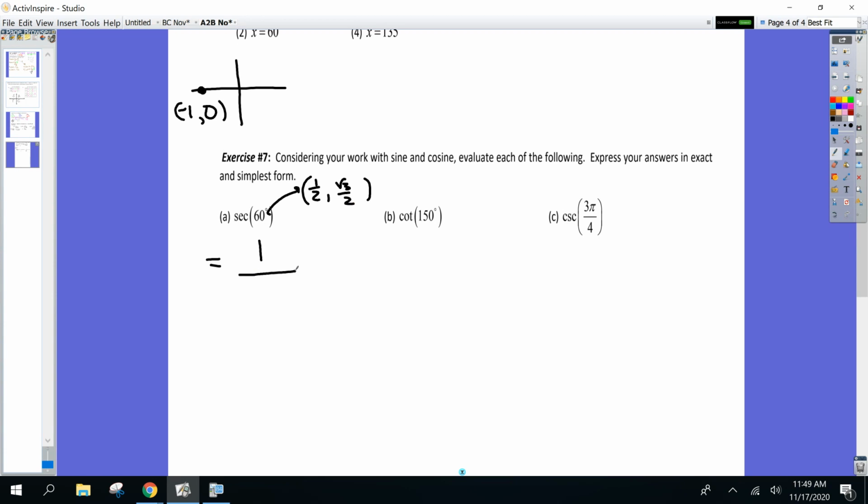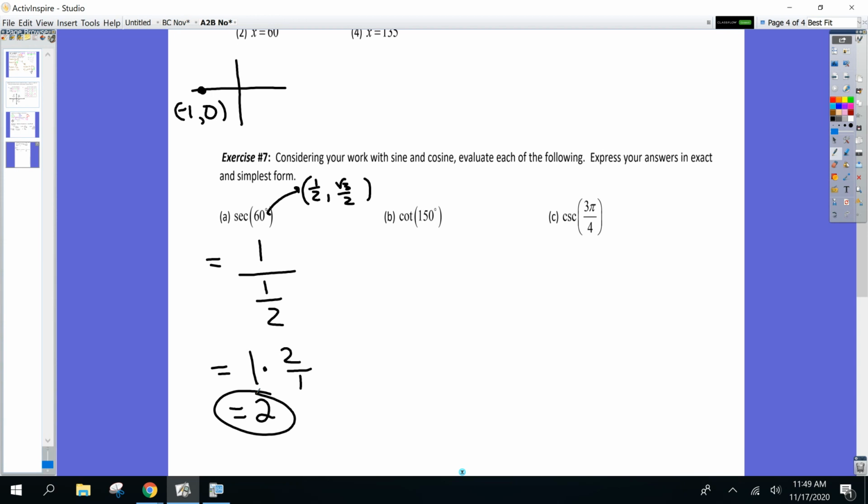1 over 1/2. I'll show you this at the end if anybody wants to do this. You've done it the last 2 days. Isn't this keep, change, flip? So 1 times 2 over 1, so it's going to end up being just 2.